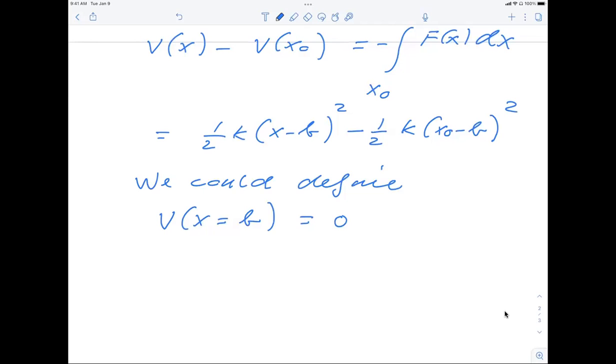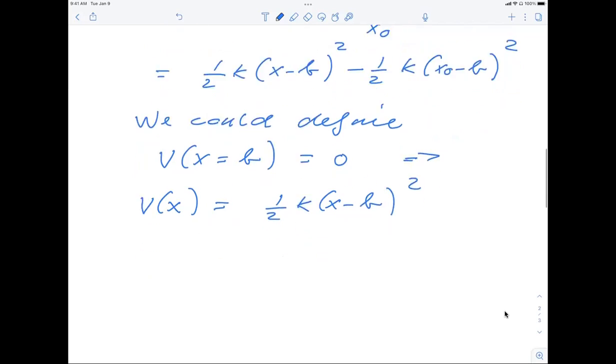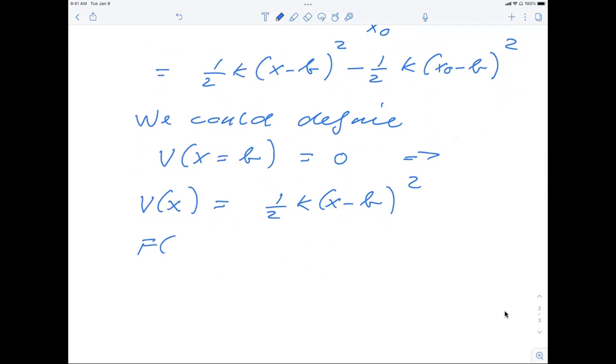If you do that, you can simplify the equations here. It's easy to show that you can write V of X, the potential, as 1/2 K (X minus B) squared. And the force, as we know, is given by the gradient. In our case, this is simply minus d/dX of V of X. And that becomes minus K times (X minus B).